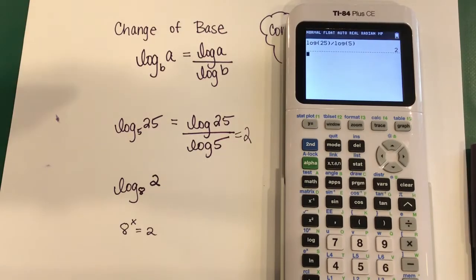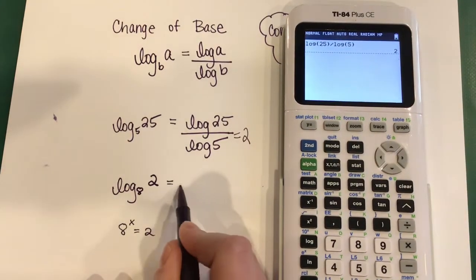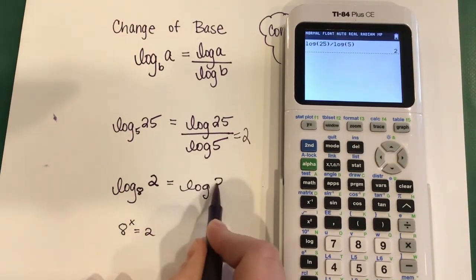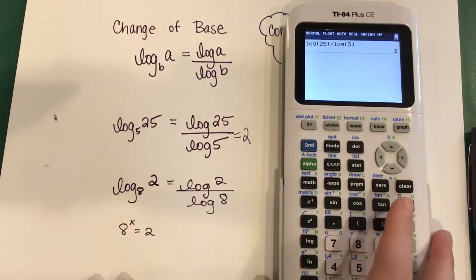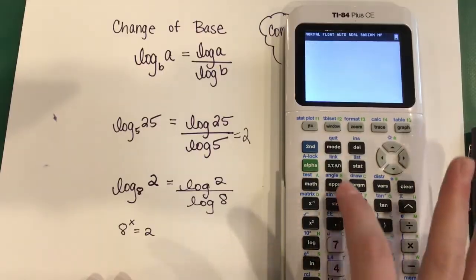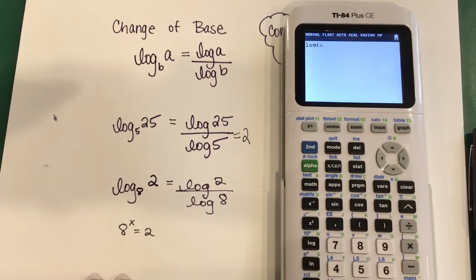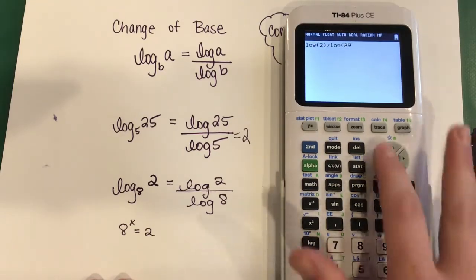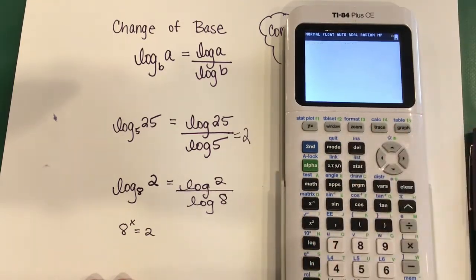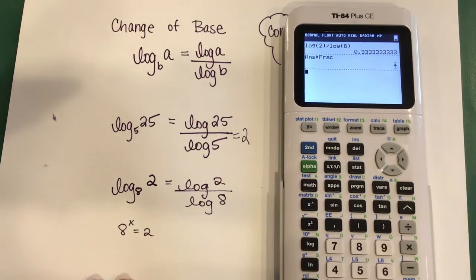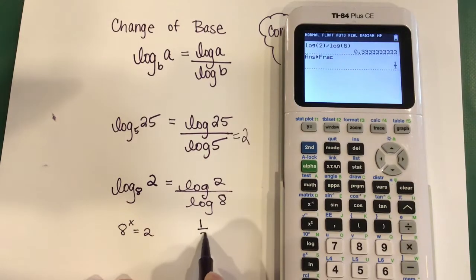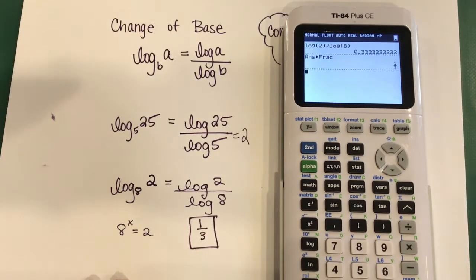Well, let's check and see. So if I have log of 2 over log of 8, I have my calculator. So log of 2 divided by log of 8. That is not 4, but it is, if I want it as a nice pretty little fraction, 1/3.